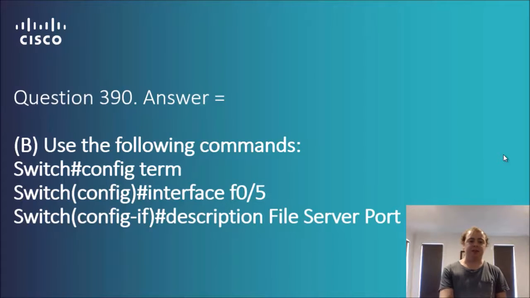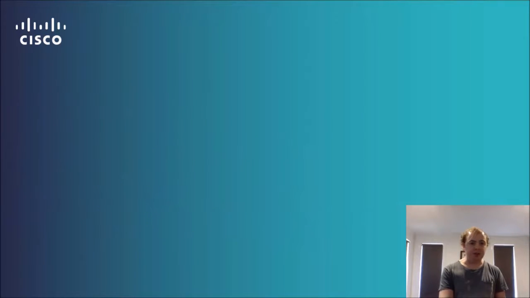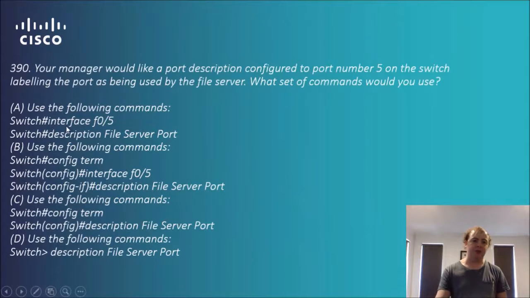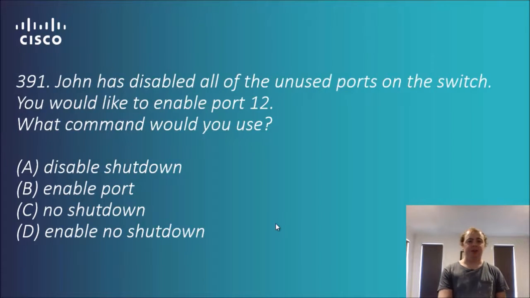Use the following commands. So you've got to get into global configuration mode. Then you type in interface, and then the interface, which was port 5. Then that puts us in the right configuration interface mode. Then we type in description file server port. Pretty straightforward, that one. Let's have a look at the other ones. So as you can see here, that's in the wrong configuration mode, not in global config mode. And that doesn't actually go to a port at all, and that is, yeah, not in the right mode again. So that helps explain it for you there, guys.